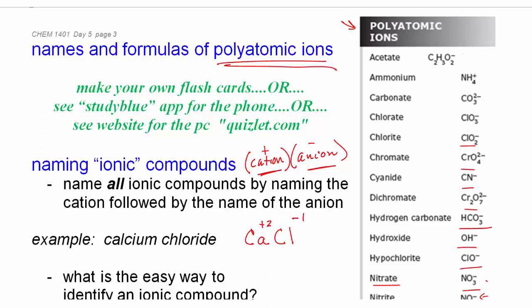Now all we do is make the charges be the subscripts. Move that charge down there, and move that charge down there. So it's going to be calcium with 1, and the chlorine with a 2 subscript. Calcium chloride is CaCl2, and most often they don't write the 1s. So that's usually what it looks like.